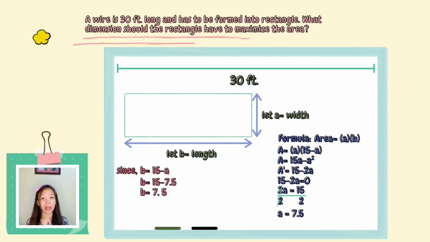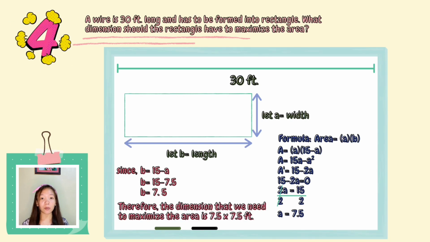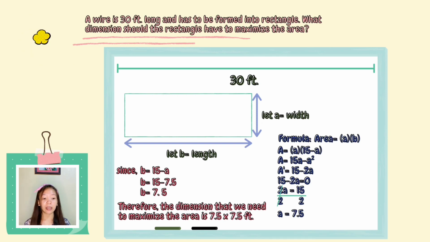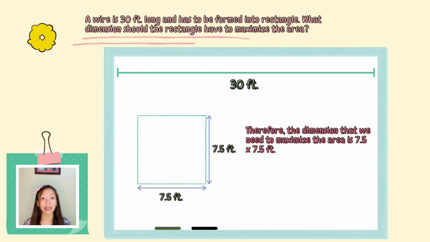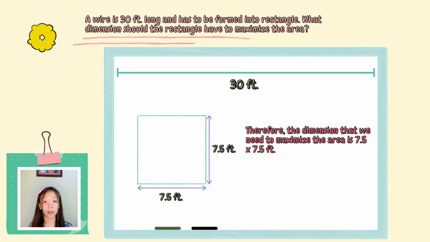Now that we have the value of A, we will solve for the value of B. The formula for B is B equals 15 minus A. We just substitute for the value of A, 15 minus 7.5, so the value of B is equal to 7.5. Therefore, the dimension that we need to maximize the area is 7.5 by 7.5 feet. Since we have the same value for our length and width, therefore we have a square.